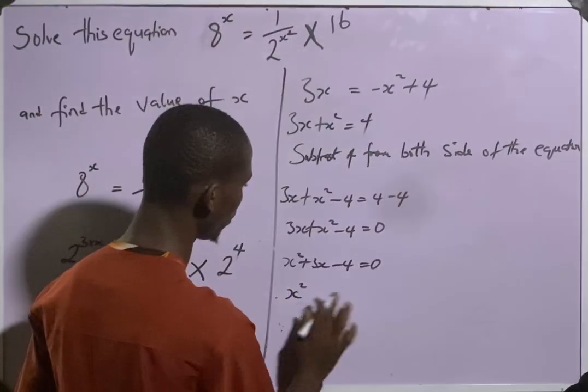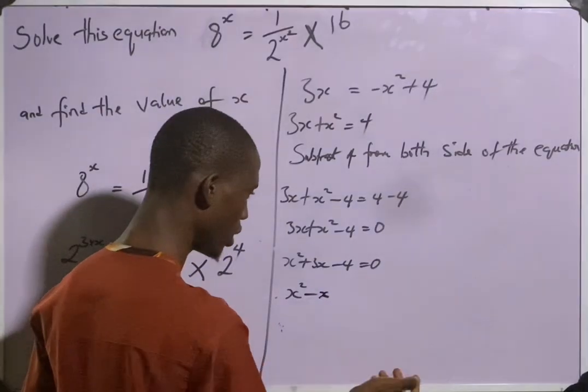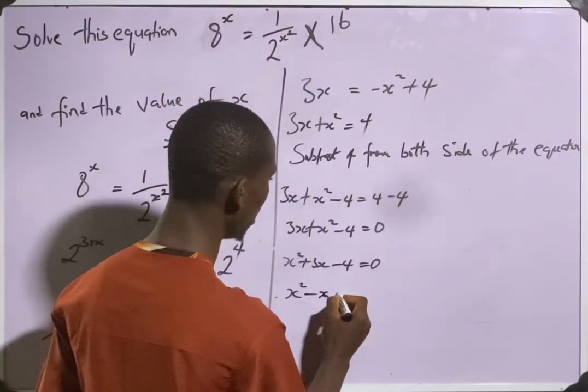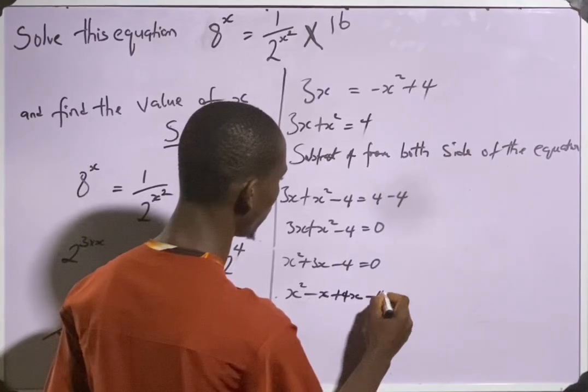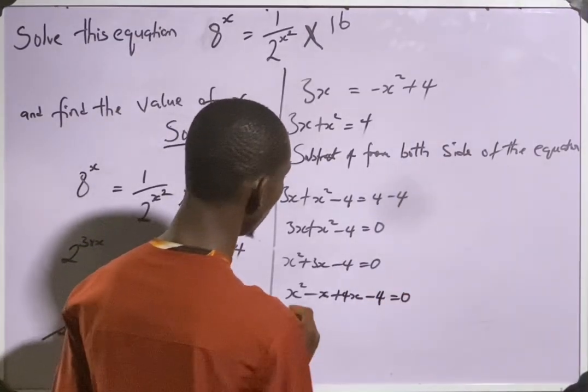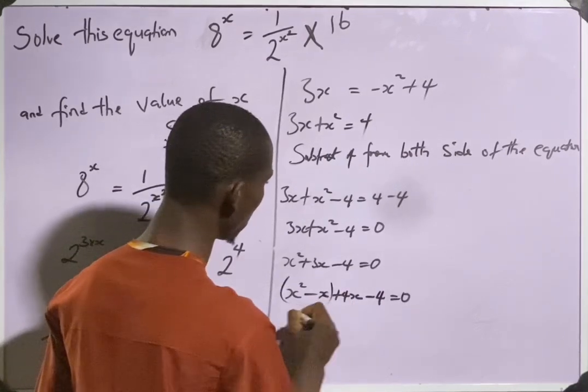x squared minus x. You know this is 1x, there is no need saying that. Then plus 4x minus 4 is equal to 0. So this now, we now bring this out.